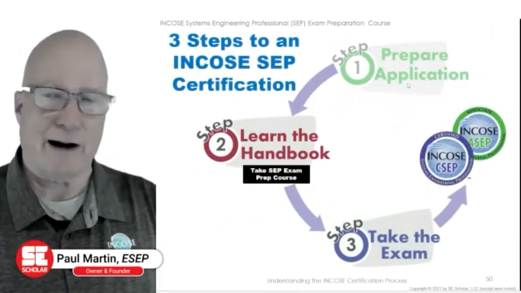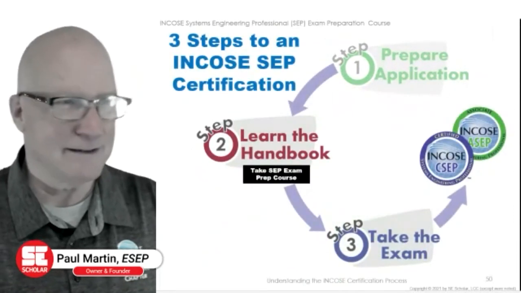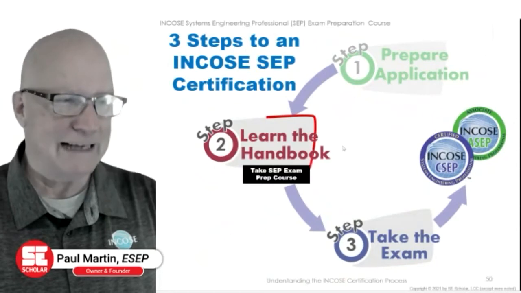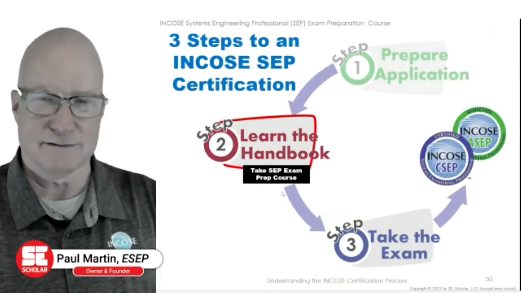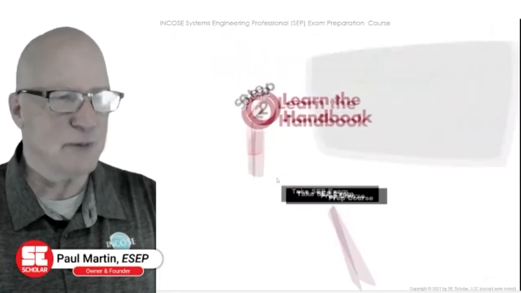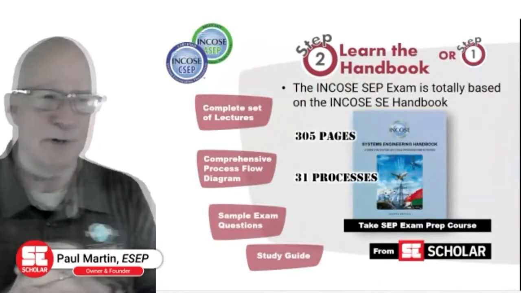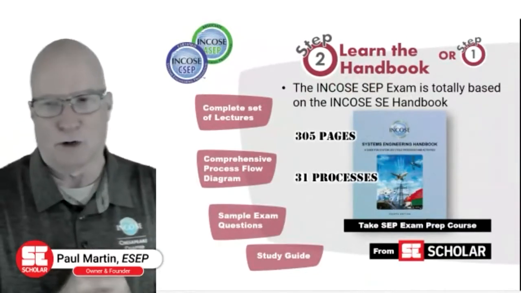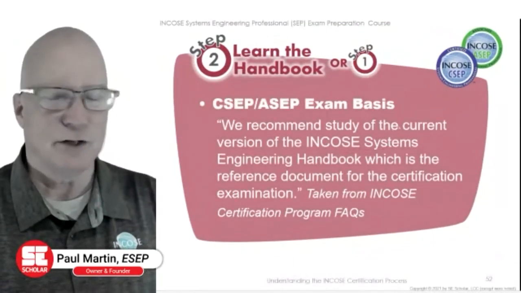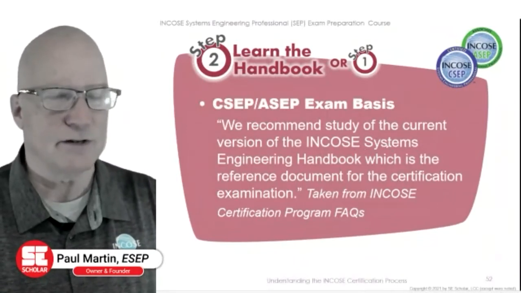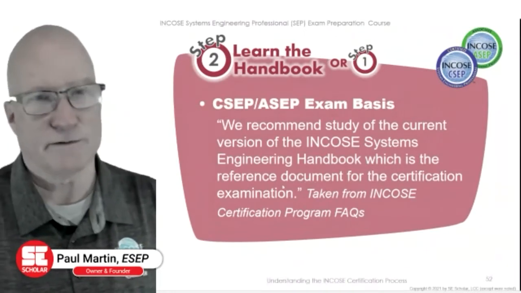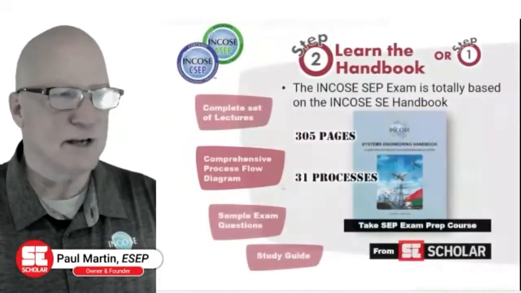So we've now prepared the application. Now we have to learn the handbook. What does that look like? And if you notice, I have a little note here. Maybe you might want to take my CSEP exam prep course. I'll explain why. One of the reasons is that it's based solely on the handbook. They say it right here: we recommend you study the current version of the INCOSE Systems Engineering Handbook, which is the reference document for the certification exam. So that's the only book you need to learn.